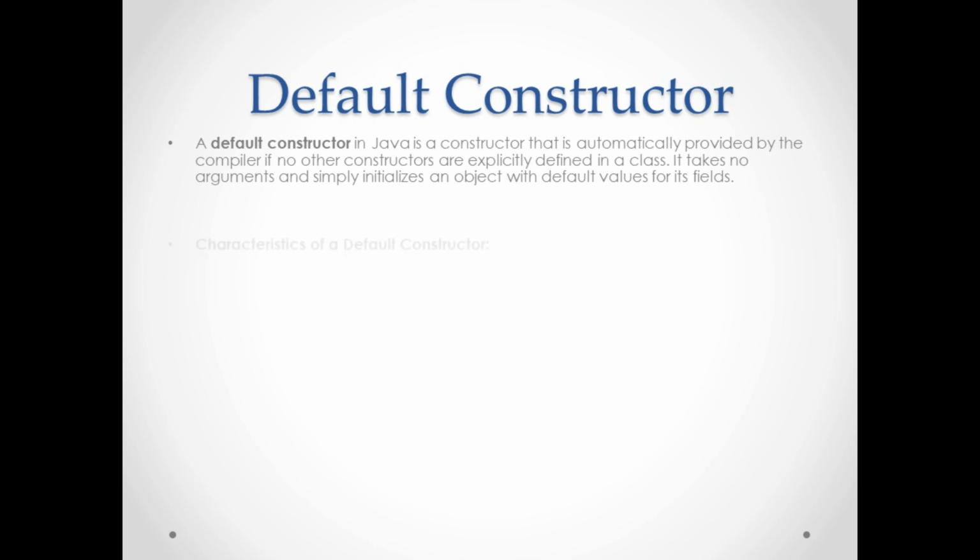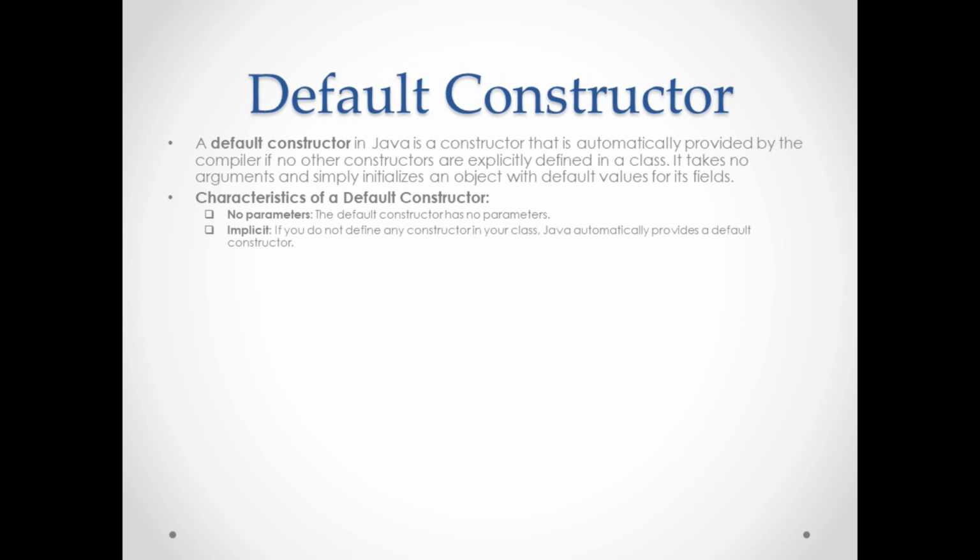Characteristics of a default constructor. Number 1. No parameters. The default constructor has no parameters. Number 2. Implicit. If you do not define any constructor in your class, Java automatically provides a default constructor. Number 3. No initialization logic. It doesn't do any explicit initialization beyond setting default values, e.g., null for objects, 0 for integers, and false for booleans. Now, one example is given below.